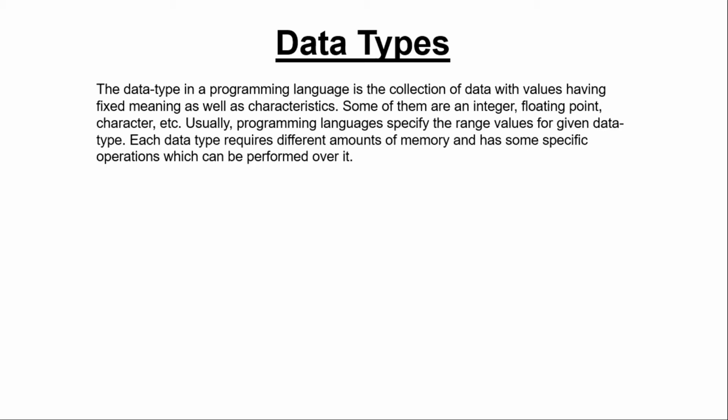Usually, a programming language specifies the range of values for a given data type. For example, if I use an integer value, it has its own range. Within it, we can declare a variable. Each data type requires a different amount of memory and has some specific operations which can be performed on it. What does that mean? Each and every data type is allocated a different memory space. For example, if I declare an integer variable, it will allocate 2 bytes by default for most compilers. Sometimes it may be 4 bytes allocated for the integer variable.